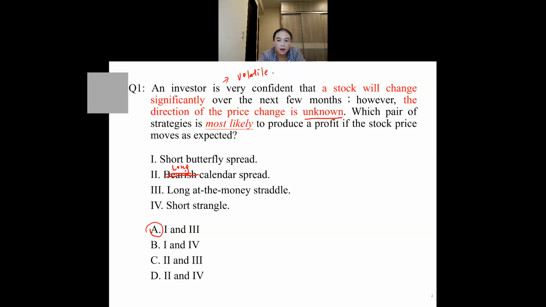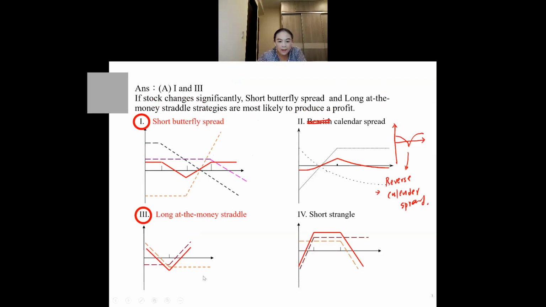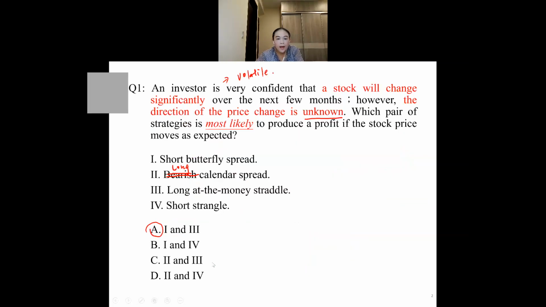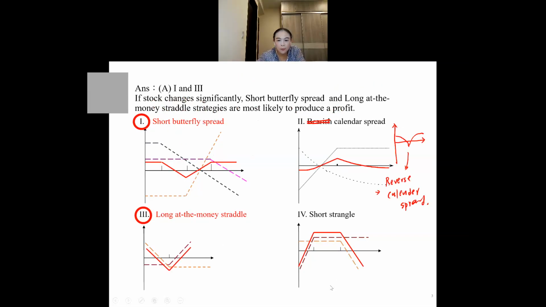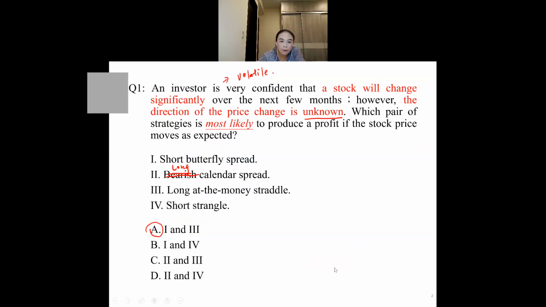A calendar spread, we know, is long the long time to maturity and short the short time to maturity. Long at-the-money straddle, which I show you in the diagrams here: basically you long a call and long a put with the same K. That's the long straddle. And then short strangle is the top-down, right? Basically it is the opposite, with two different K. So first of all, we can draw the diagram.